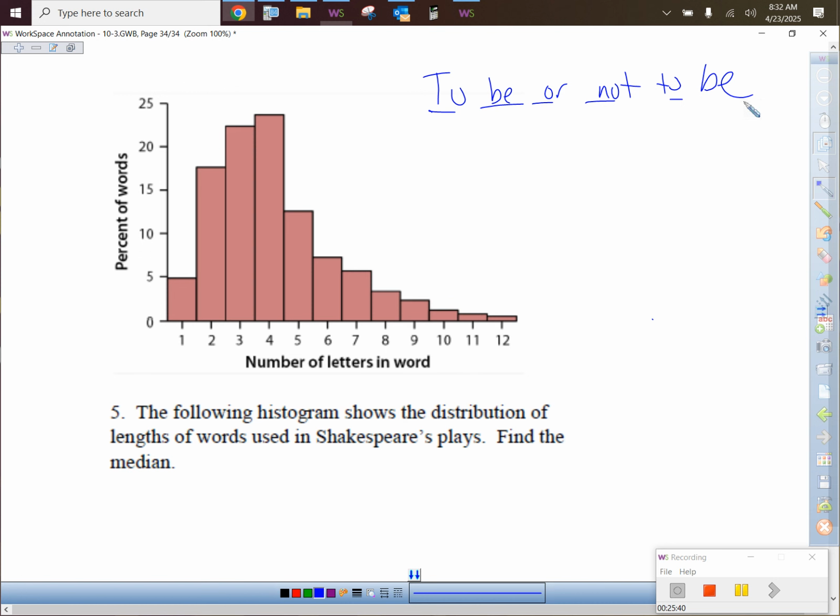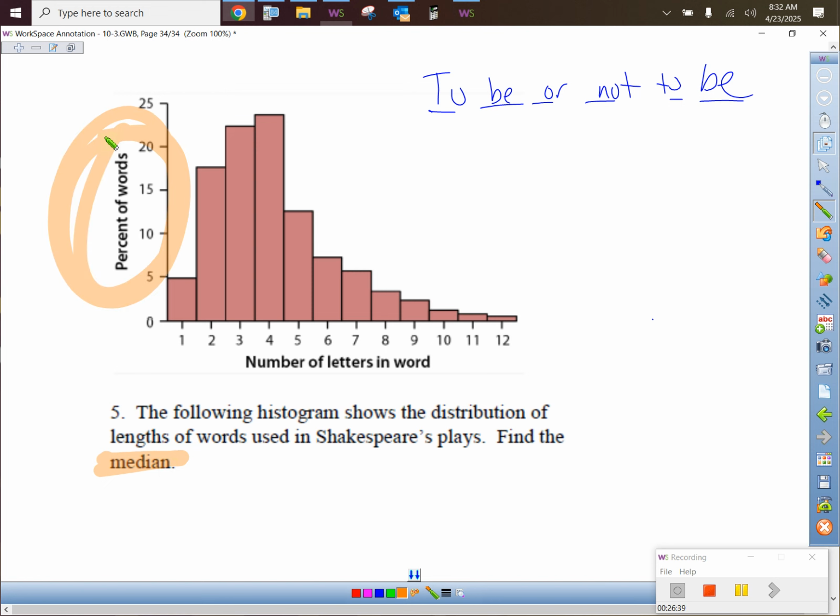But check it out. The following histogram shows the distribution of the length of words in Shakespeare's plays. Find the what? The middle, right? So we don't have data to put in the applet. Check this out. What is on the y-axis? It is the percent. So what does it all add up to be? 100. Where's the middle? 50%. We've got to find where 50% lies.